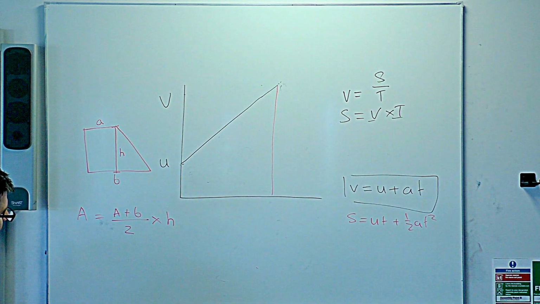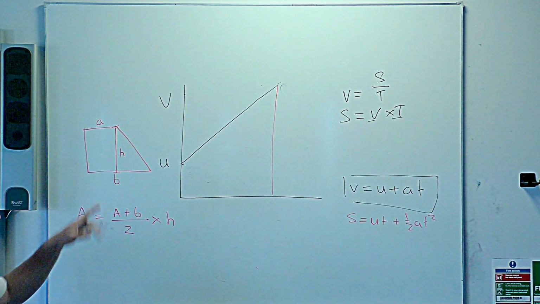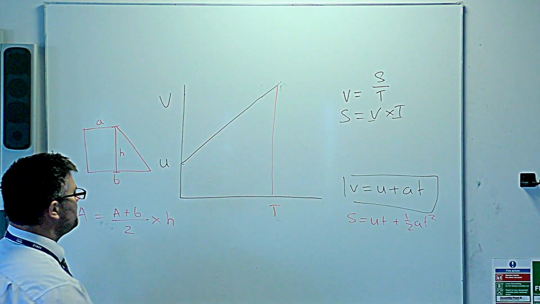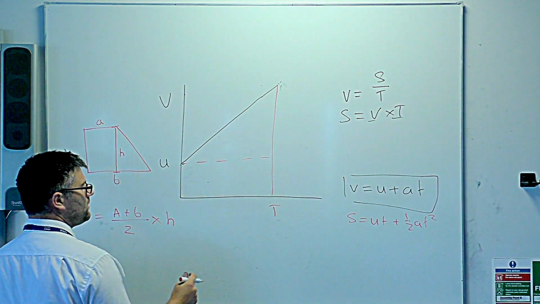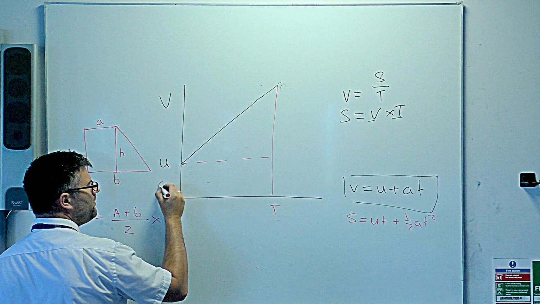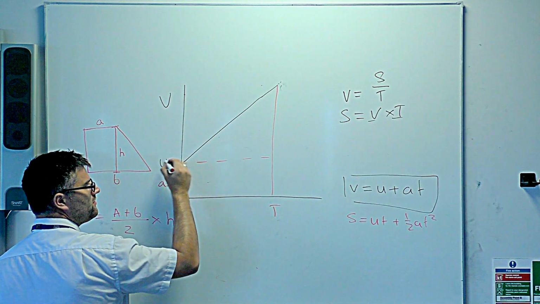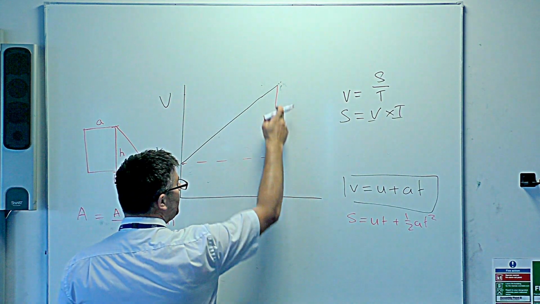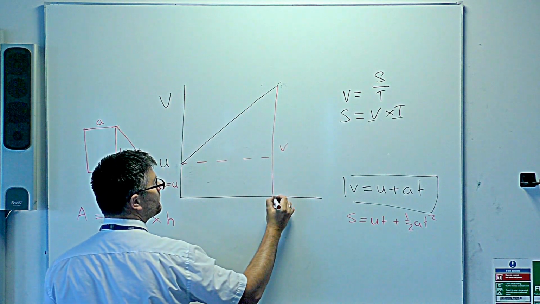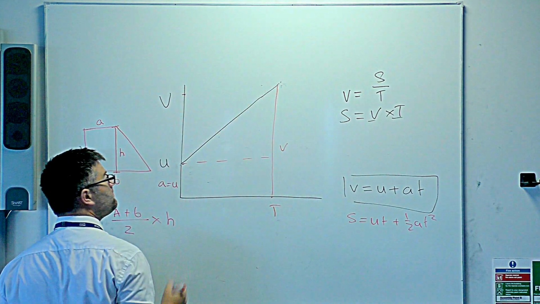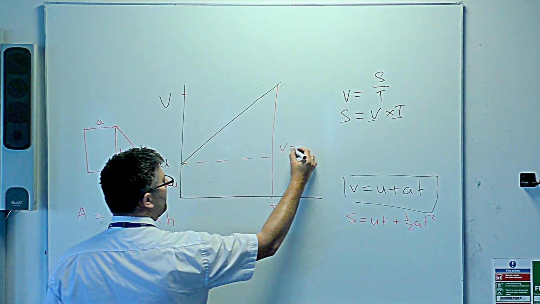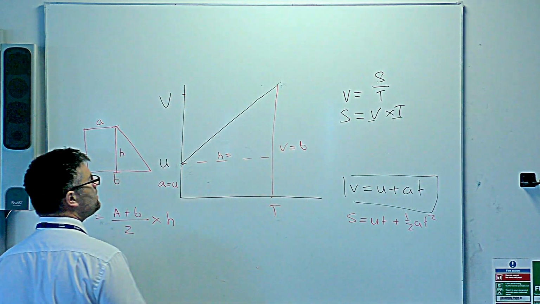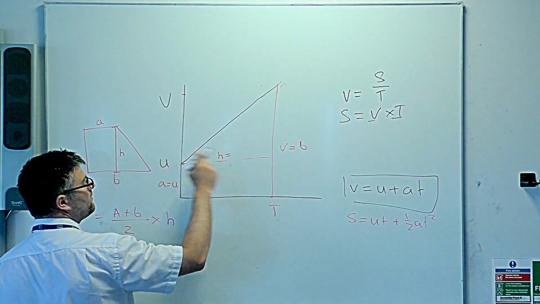Well, let's look very carefully here at what these different terms represent in terms of velocity time. Let's just draw them on. So this side is A, and that's equal to u, because that's our velocity there. This side is v, because it's from there to there. It's v. And that's equal to b. And this is our height, which is equal to the time.